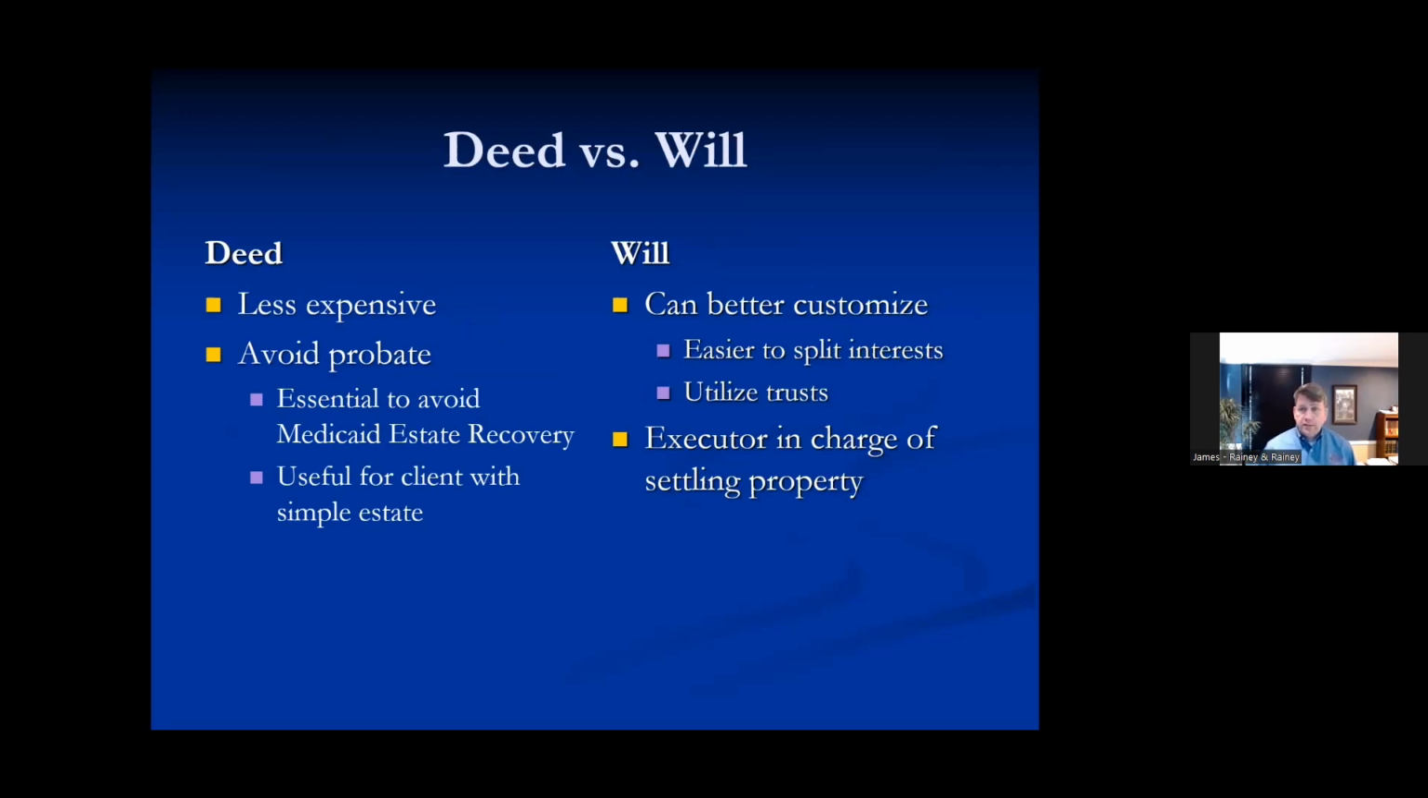So a will is our general document that we use in writing to establish who gets all of our property, right? And what terms and what conditions are applicable. If I want to put restrictions in my will, I can. I name an executor who's in charge of then settling the property and paying the debts. So that's how the will works.